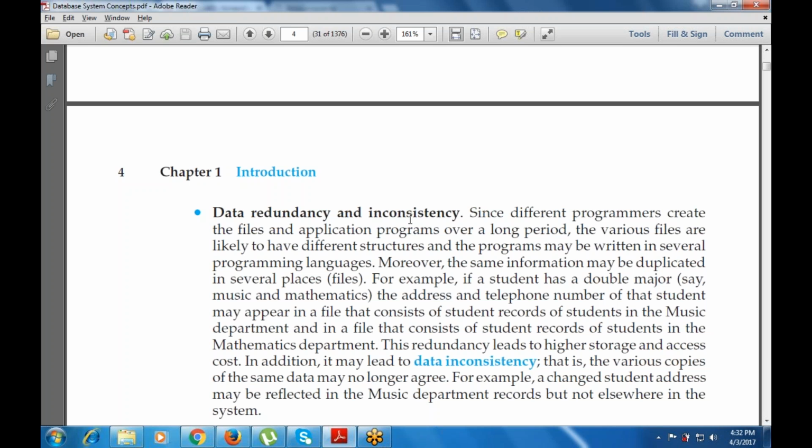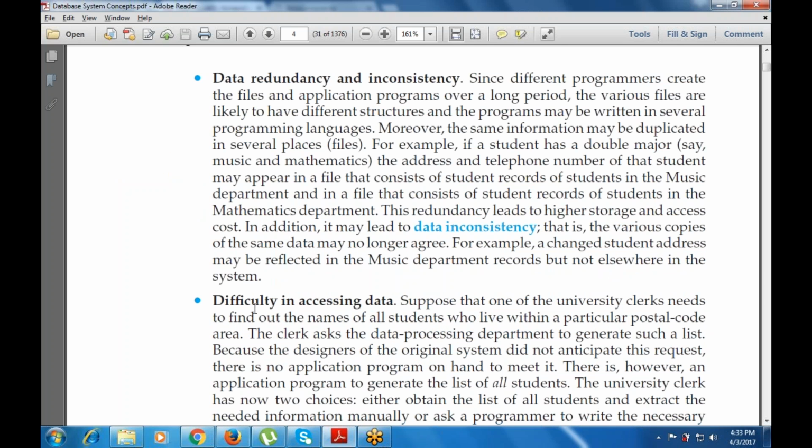For example, if a student has a double major, the address and telephone number of the student may appear in a file of student records in the music department and in a file of student records in the mathematics department. Redundancy leads to higher storage and higher cost. Everything is more in case of duplicate data. That may also lead to data inconsistency, that is, various copies may not agree. For example, a changed student address may be reflected in the music department but not shown somewhere else in the system.